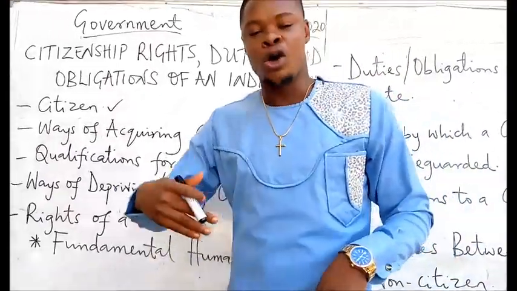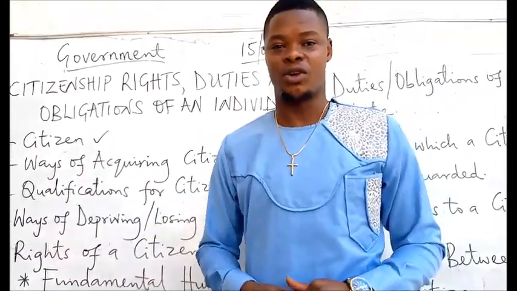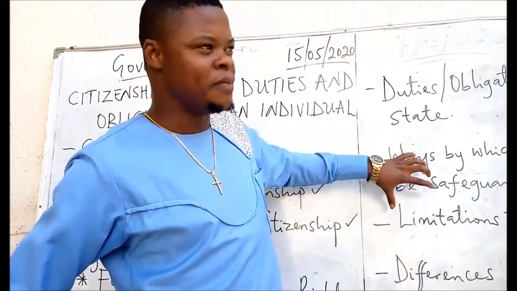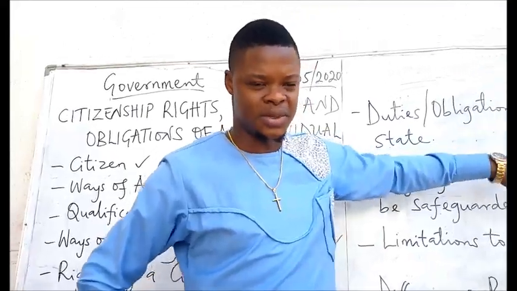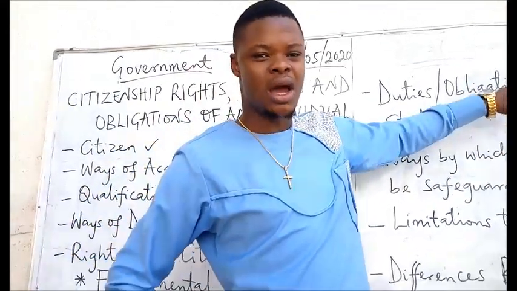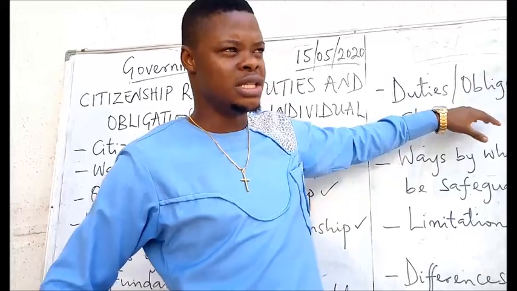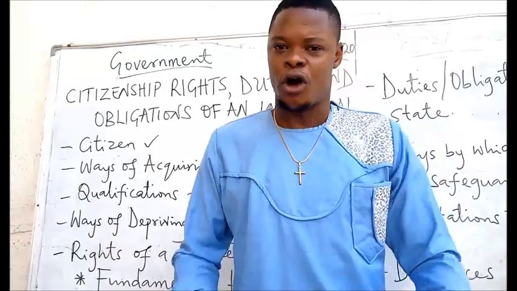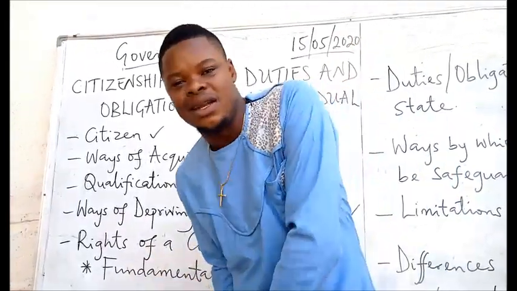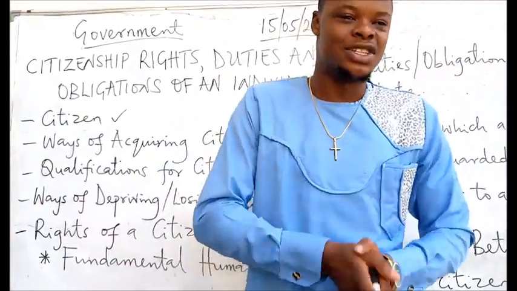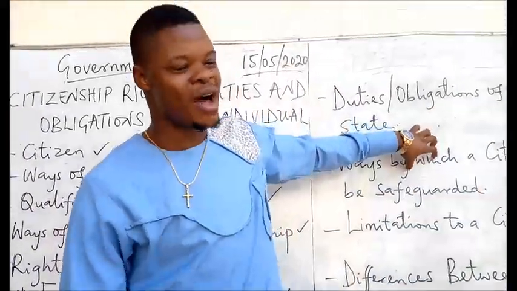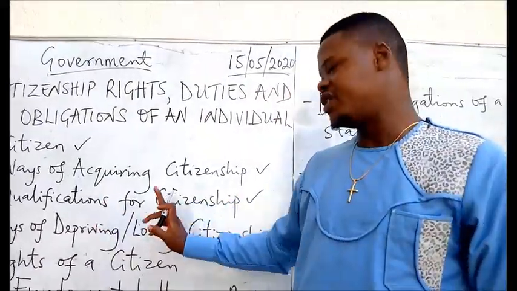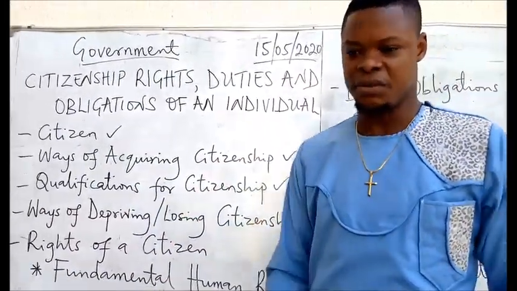Another one is false declaration. For instance, I have said already that there are some age limits that countries set for themselves, which an individual must reach before he or she is accepted as a citizen. So let's say that you declared your age falsely. Maybe you are 16 years and you said you are 18, and the citizenship is given to you. When this is discovered, that citizenship will be taken away, and it becomes a way of depriving or losing citizenship.